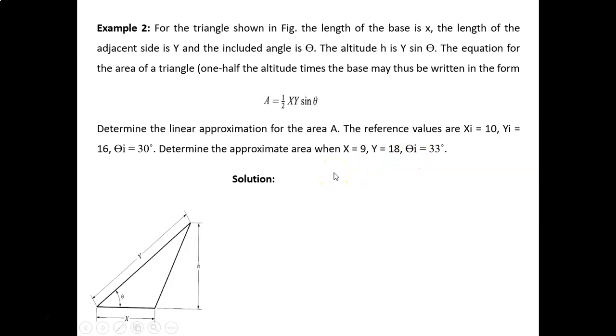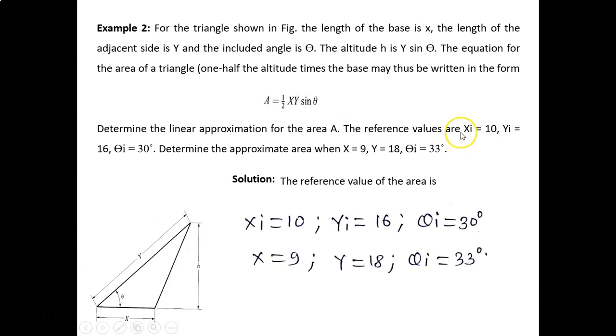Therefore, solution. The reference value of the area is, now what is our area? A is equal to 1/2 xy sin theta. Therefore, we have to find out this area at the reference positions. What are the reference positions? That is nothing but at the point I. Therefore, these are the given data. Xi is equal to 10, yi is equal to 16, theta I is equal to 30 degree, x is equal to 9, y is equal to 18, and here theta is equal to 33 degree. Don't consider it as theta I.